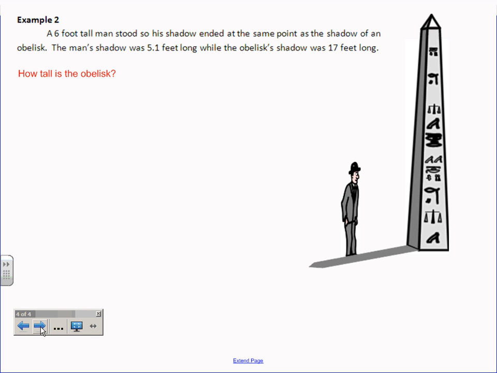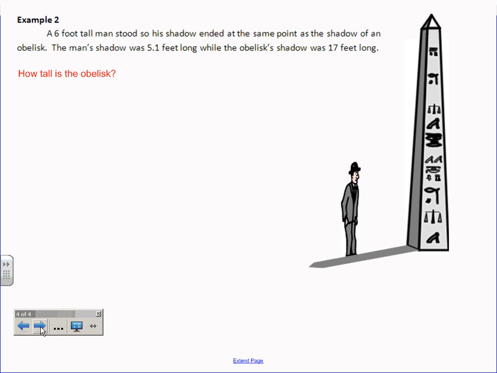This is used a lot. This is how you can use triangles a lot. There's a 6-foot tall man who stood so that his shadow ended at the same point as the shadow of an obelisk. That's an obelisk right there. Basically, the Washington Monument is an obelisk.